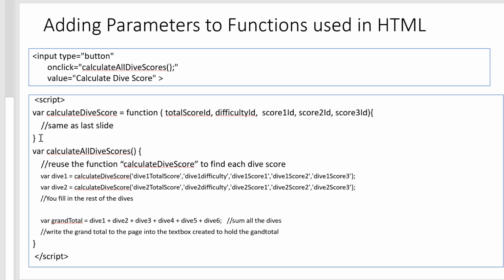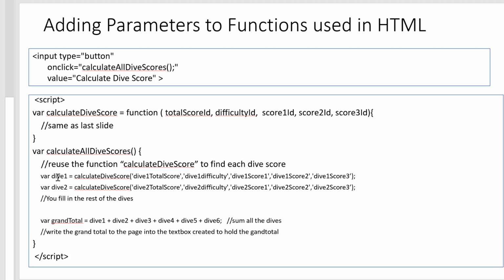Well, you can see in our code we actually have 2 functions defined. We still have that same calculate dive score, but we're adding a new function called calculate all dive scores. And inside that function, we're going to reuse that calculate dive score to find each dive score.